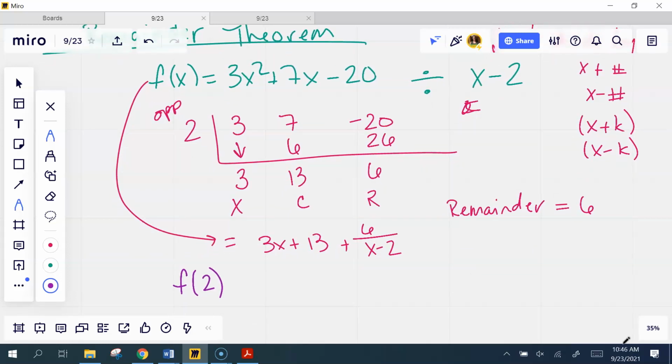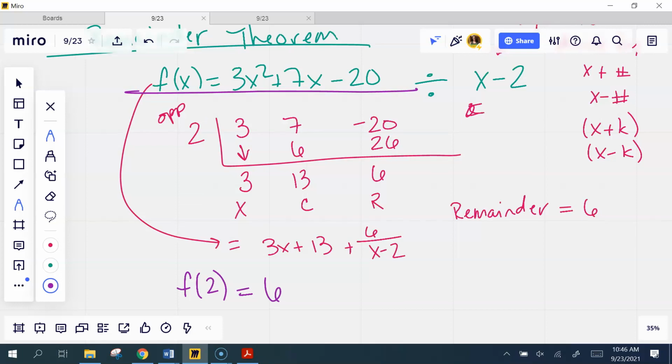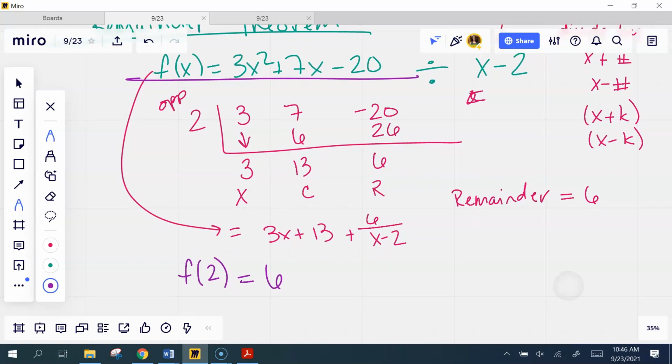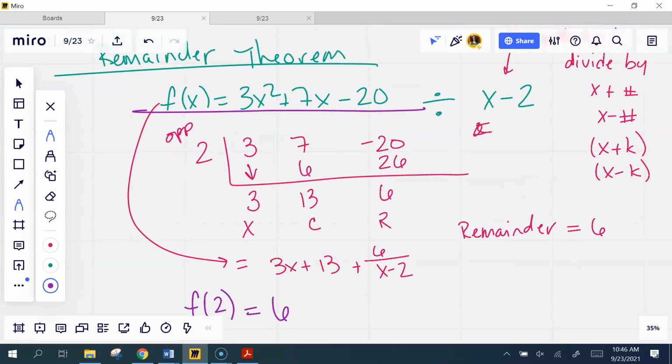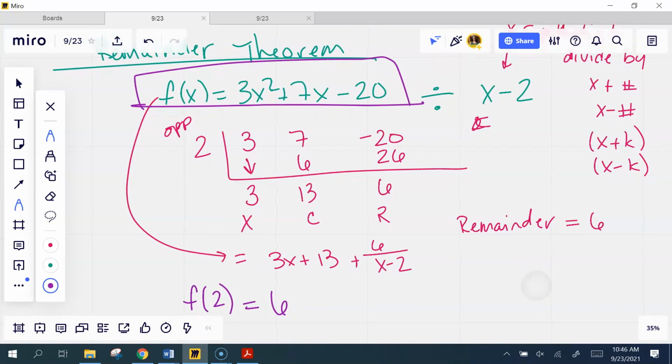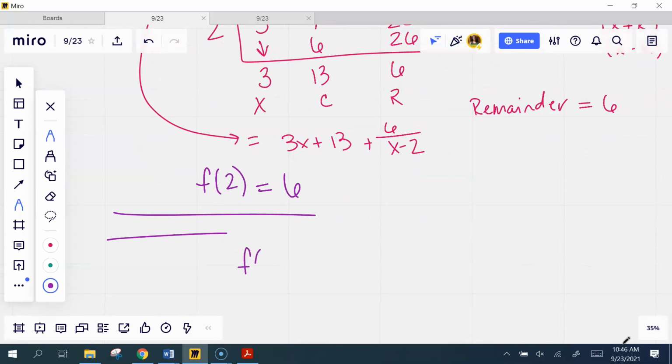If f of x is 3x squared plus 7x minus 20, what is f of 2? No, f of x is this, and I want to divide it by x minus 2. I'm sorry if that was confusing. Keep that in mind. And I want you to take this same f of x and divide it by x plus 1. So let's now do f of x divided by x plus 1, and tell me what you get. Do this one on your own.